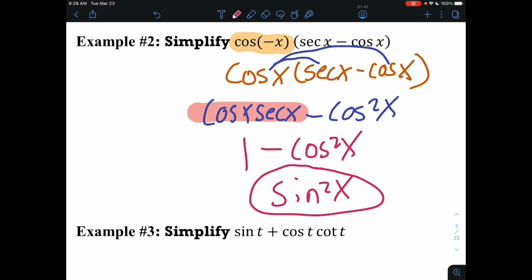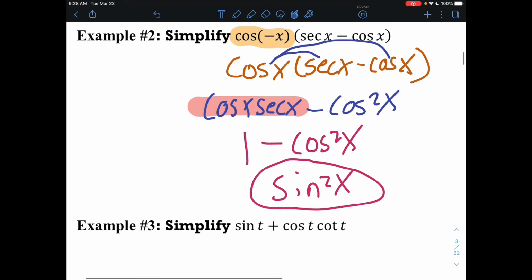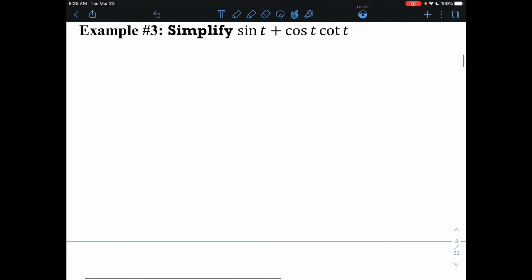So again, odd-even, distribute, reciprocals, and then Pythagorean identities. You'll notice that I'm not writing off to the side what steps we're using. That's because we're not verifying. We're just simplifying.